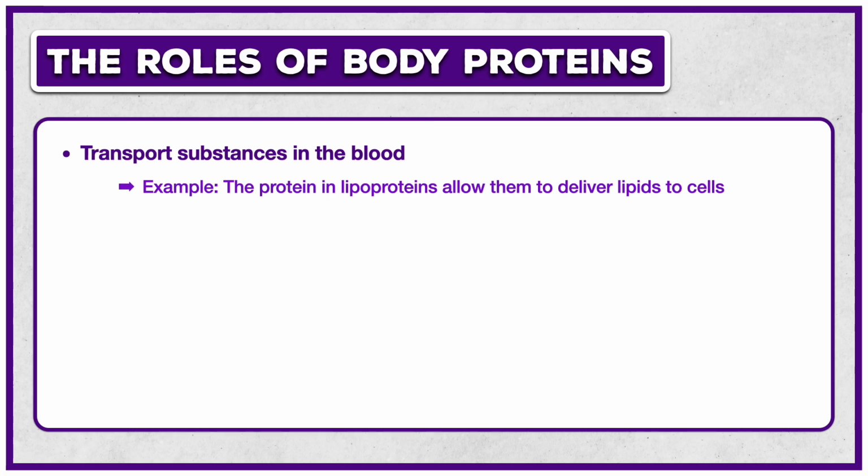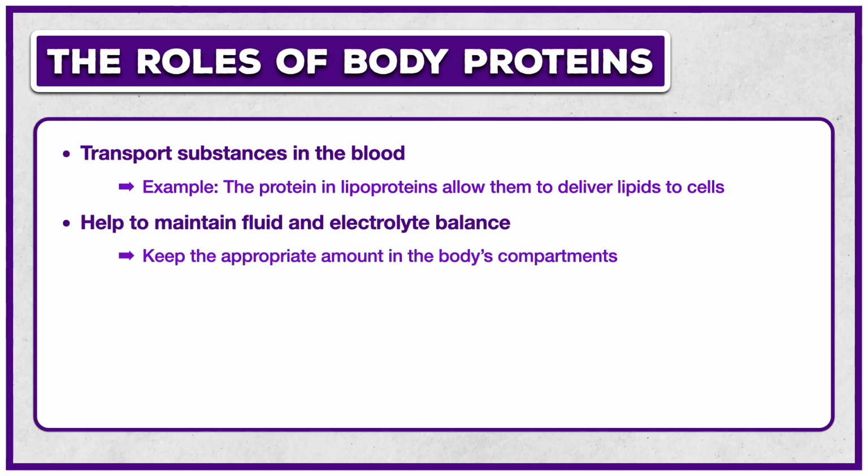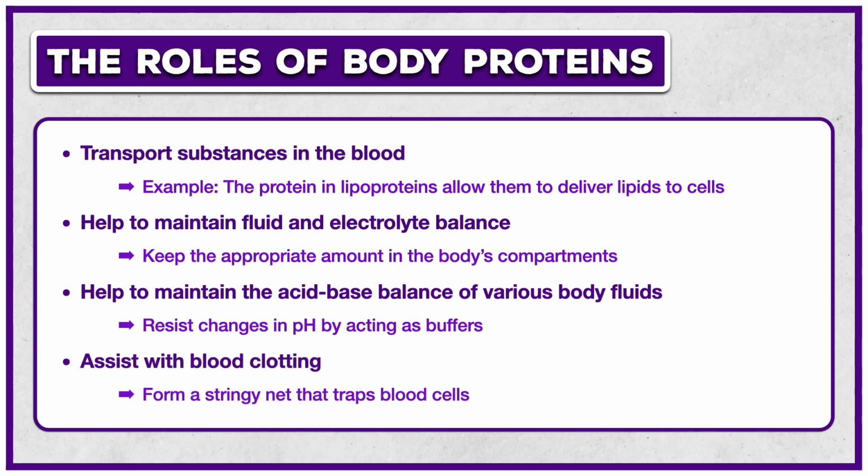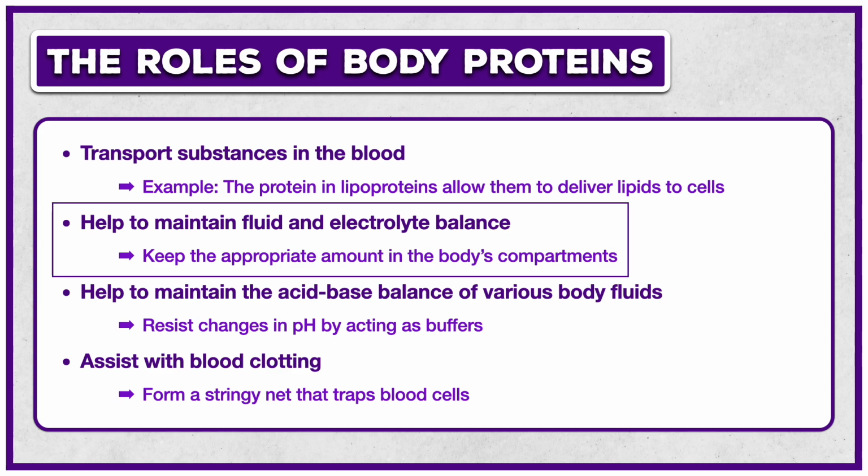Proteins transport substances in the blood, like we saw in Chapter 5, where the protein and lipoproteins allow them to deliver lipids to cells. Proteins also help to maintain fluid and electrolyte balance because they keep the appropriate amount in the body's compartments. They help to maintain the acid-base balance of various body fluids because they resist changes in pH by acting as buffers. And they assist with blood clotting because they form a stringy net that traps blood cells.